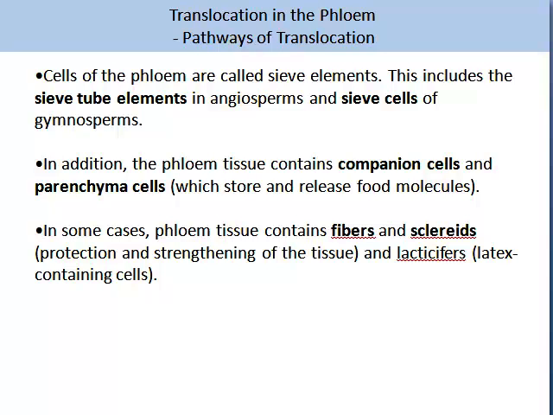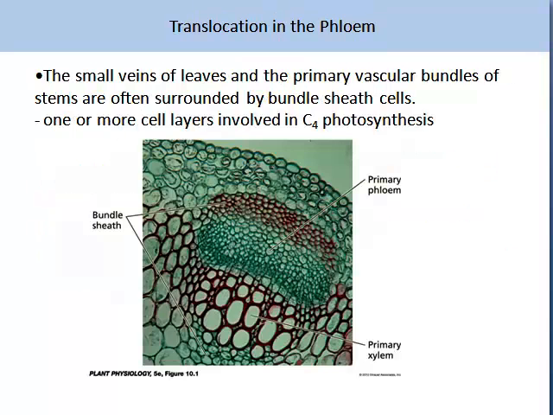Cells of the phloem are called the sieve elements. These include the sieve tube elements in the angiosperms and the sieve cells of the gymnosperms. In addition, the phloem tissue contains companion cells and parenchyma cells. These store and release food molecules. In some cases, phloem tissue contains fibers and sclereids. They protect and strengthen the tissue. And laticifers, which are latex-containing cells.